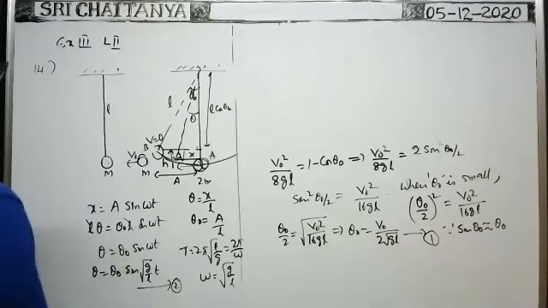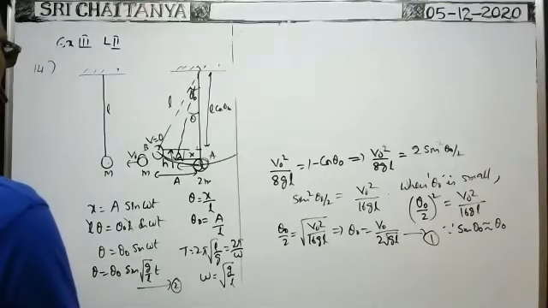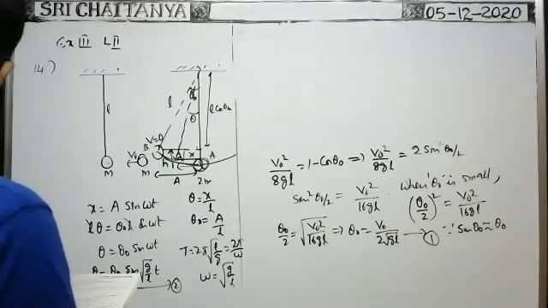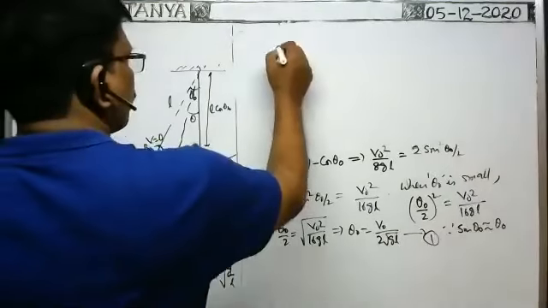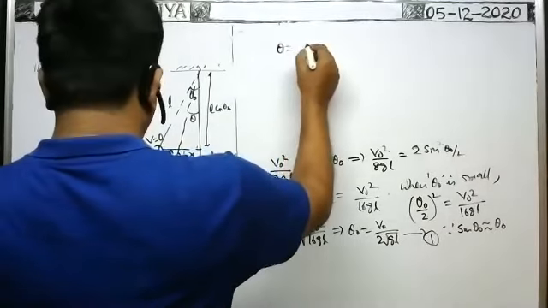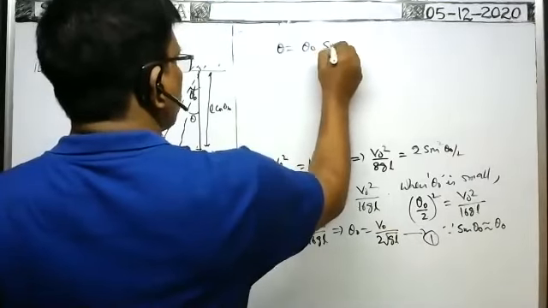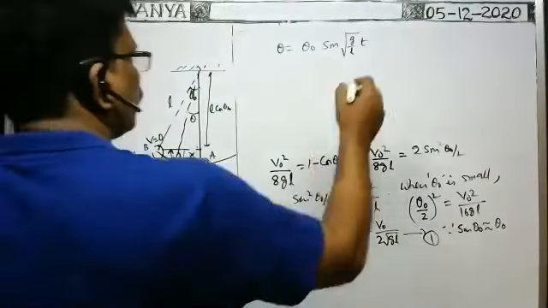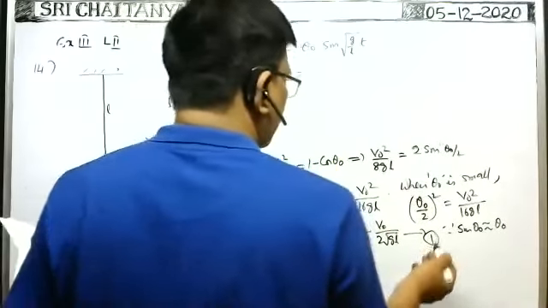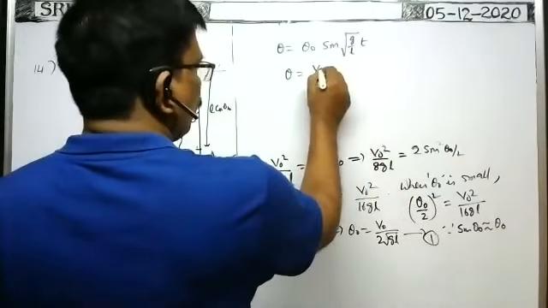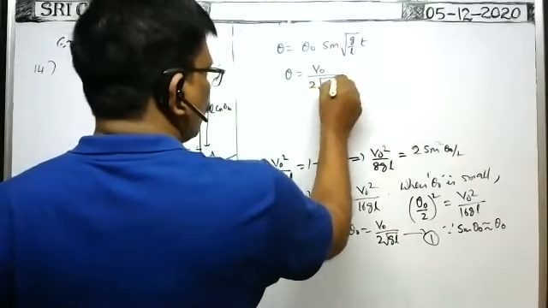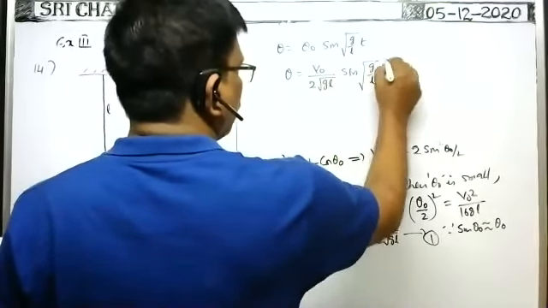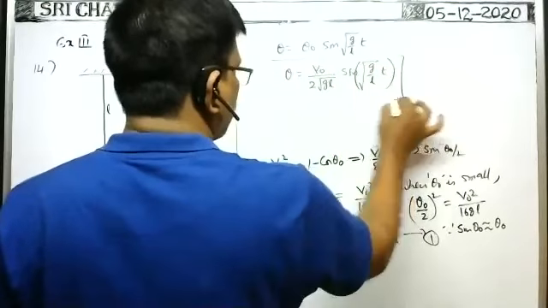Now, from this formula, theta is equal to theta naught into sin of root g by L into t. So in terms of theta only it is given. Theta is equal to theta naught into sin of root g by L into t. What about theta naught? Already we got theta naught is equal to this one. So theta is equal to v naught by 2 root gL into sin of root g by L into t. I think this is the answer.